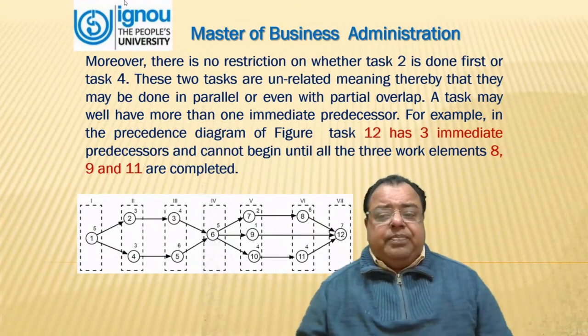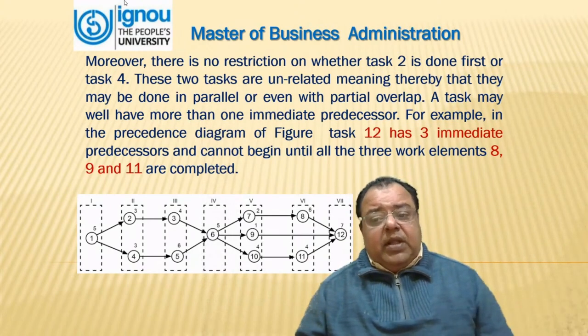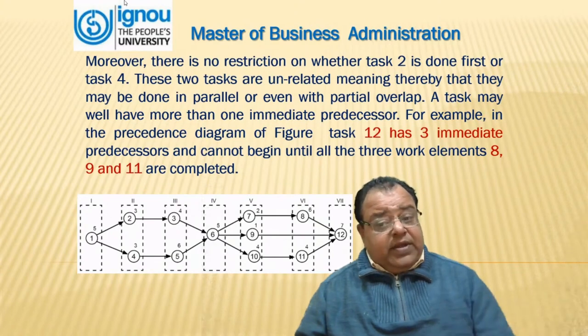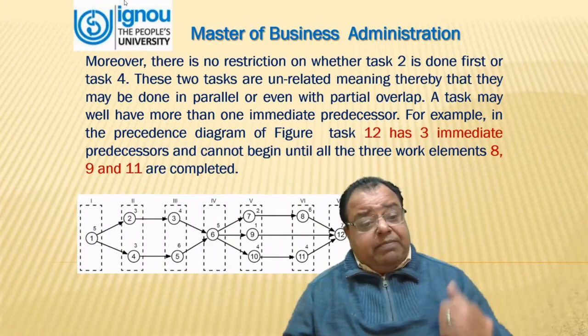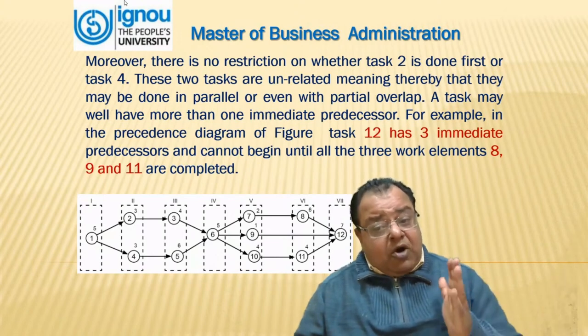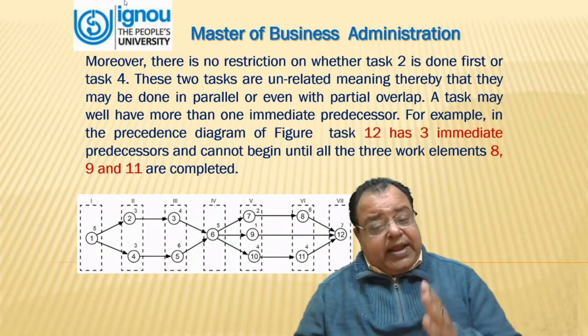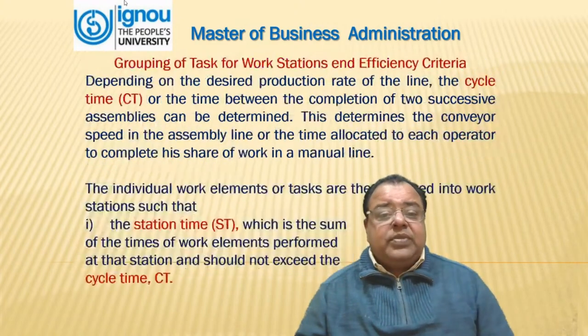A task may well have more than one immediate predecessor. For example, in the precedence diagram figure, task 12 has three immediate predecessors and cannot begin until all these three work elements, that is 8, 9, and 11, are completed.